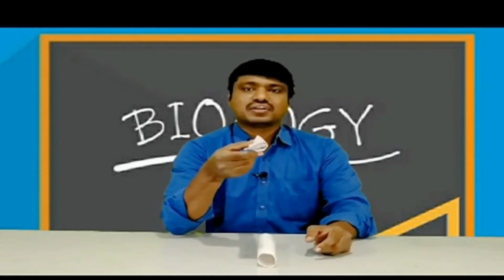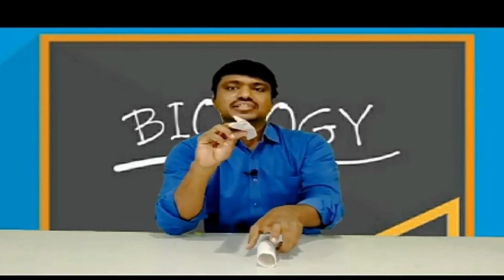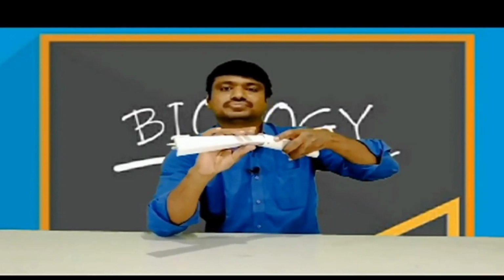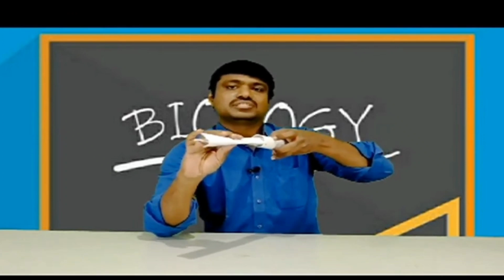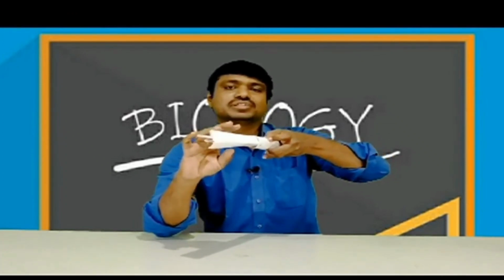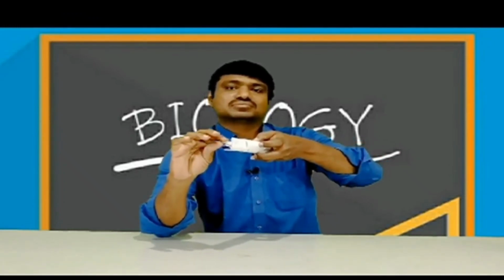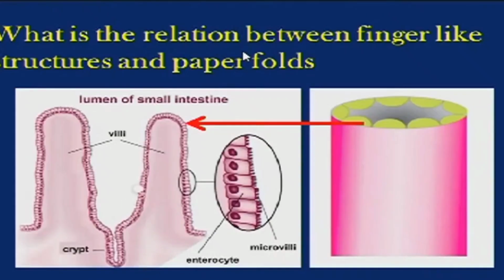Students, I have folded the larger paper tube into many folds. Now I am trying to insert this tube into this smaller paper tube. See, now it is possible to insert this larger paper tube into the smaller paper tube. So how is this possible? By making the larger paper tube into foldings. Now, what is the relationship between finger-like structures and paper foldings?